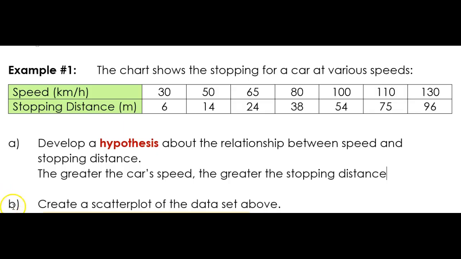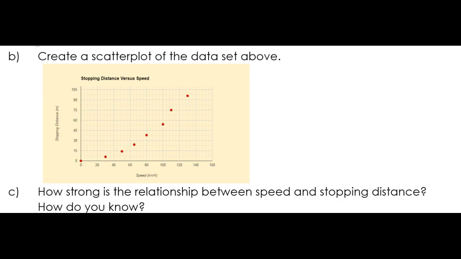So the next part of the question asks me to create a scatter plot using this data to identify if there is indeed a trend. So I'm going to go ahead and do that on Google Sheets, and I'll show you the graph. All right, so here's the graph that I created using Google Sheets.